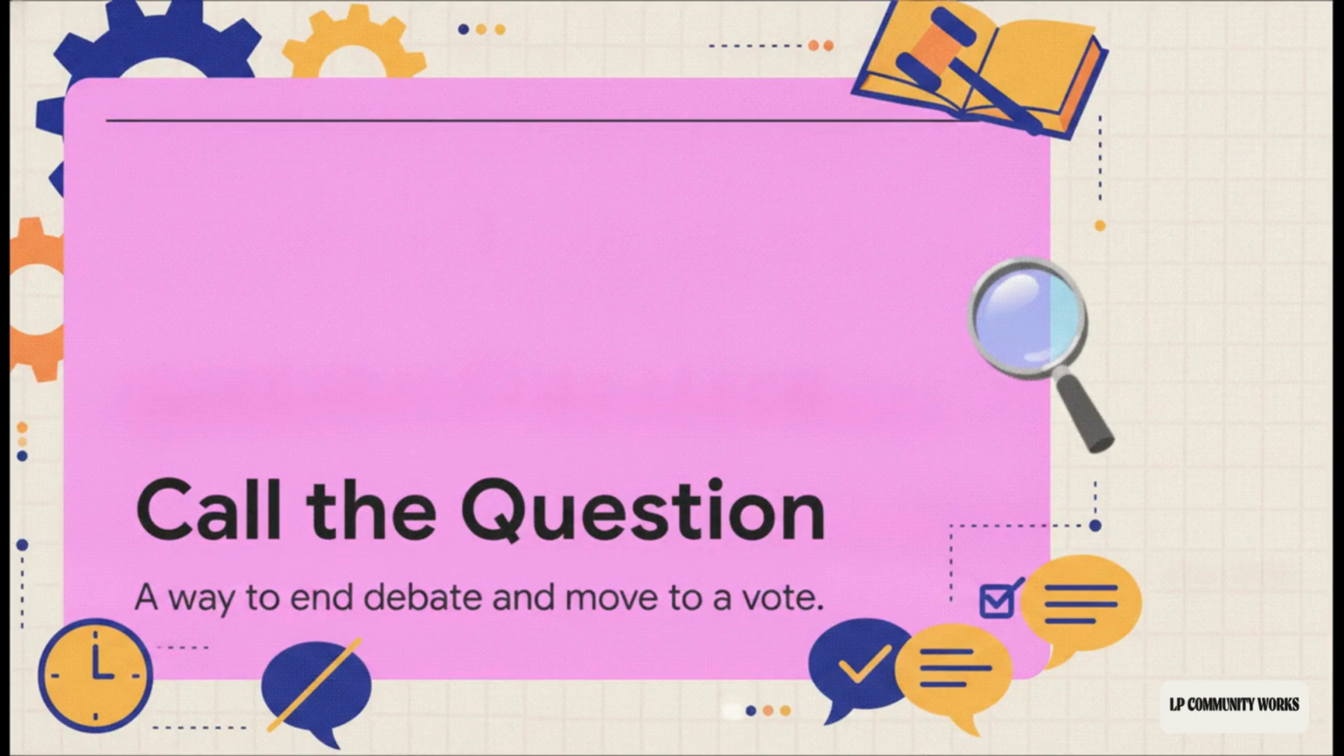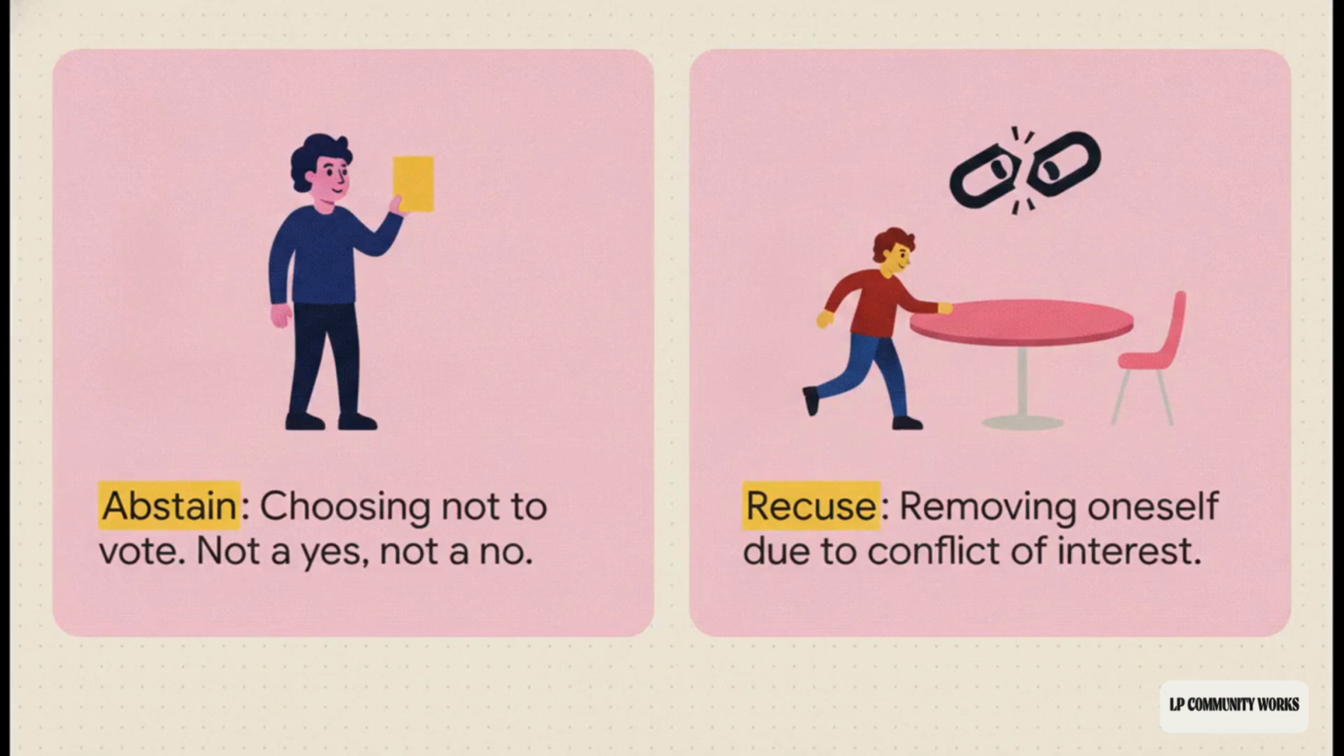Of course, eventually that debate has to end, and that's when you'll hear someone call the question. This is a formal way to end debate and move straight to a vote. And I promise you, this isn't some personal attack on whoever happens to still be talking. It's actually a highly functional tool used to keep the meeting moving forward efficiently once everything that needs to be said has been said. Now, it is incredibly easy to mix up these next 2 terms, abstain versus recuse.